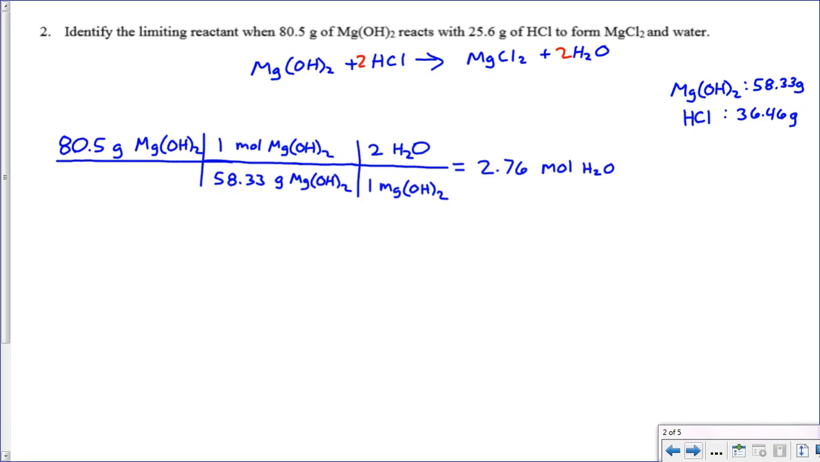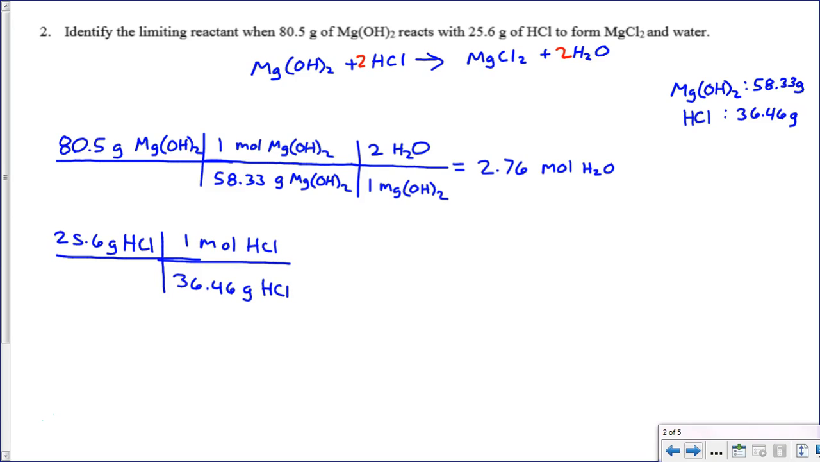Okay, so now we're going to start with HCl instead, that other reactant that we're given. So we've got 25.6 grams of HCl. We know that there are 36.46 grams of HCl for every 1 mole of HCl. And then also we know that there are 2 moles of HCl.